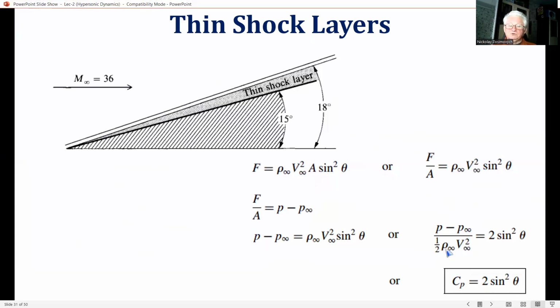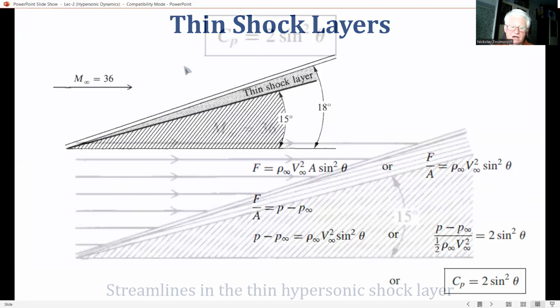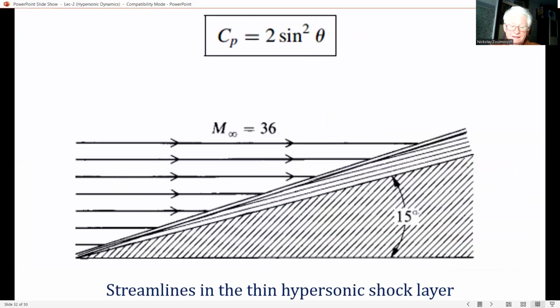What does the Newtonian pressure coefficient have to do with hypersonic flow? To answer this question, recall the figure at the beginning of the slide, which illustrates the shock wave and shock layer on a 15-degree wedge at Mach 33. An elaboration of this picture shows the streamline pattern for the same Mach 33 flow over the same wedge, right? 15 degrees.